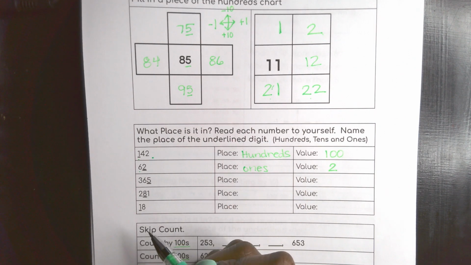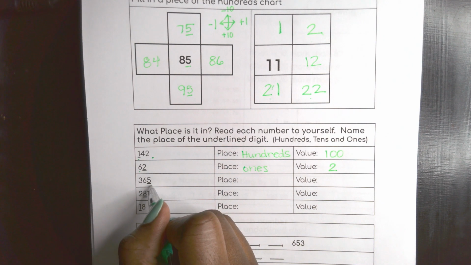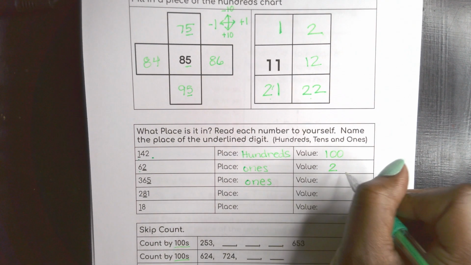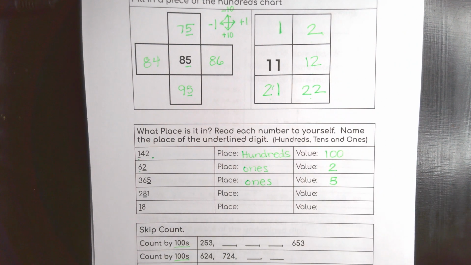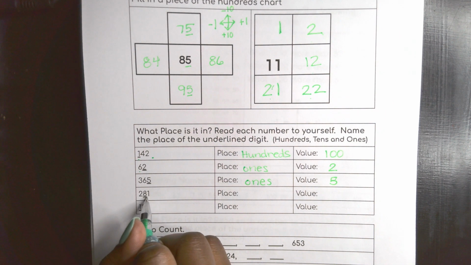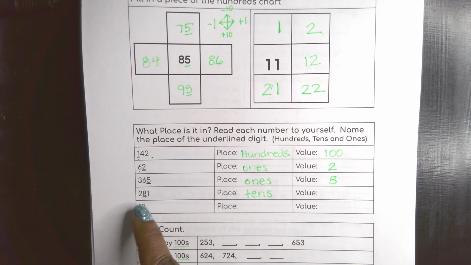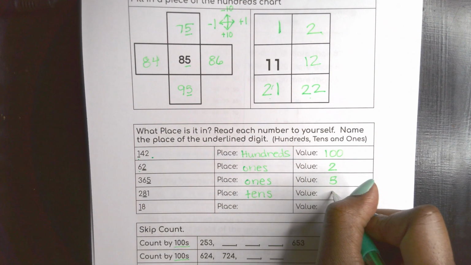365. The underlined number is 5. The place is the ones place, and the value is just 5. The next number is 281. We haven't underlined anything in this place value today. We have 2 hundreds, 8 tens, and 1 one. The 8 tens has a value of 80.